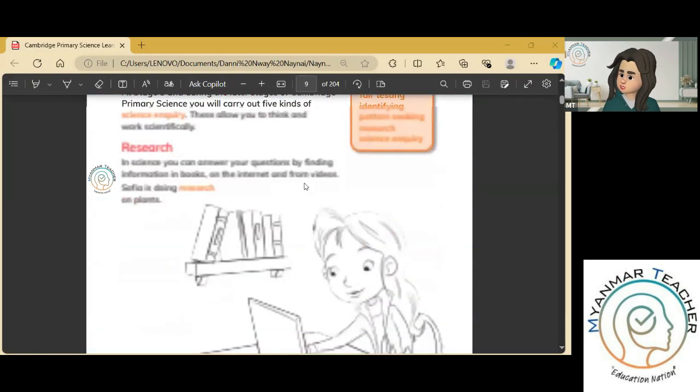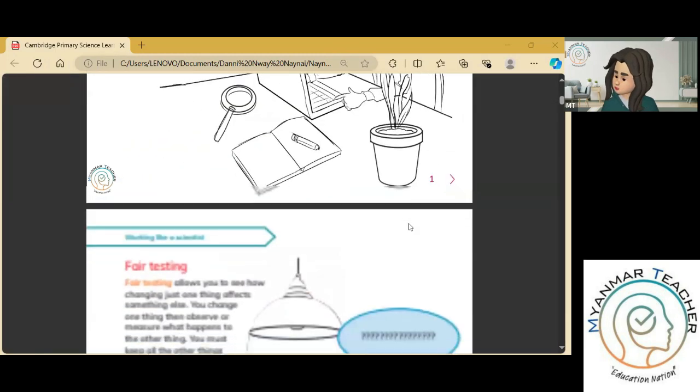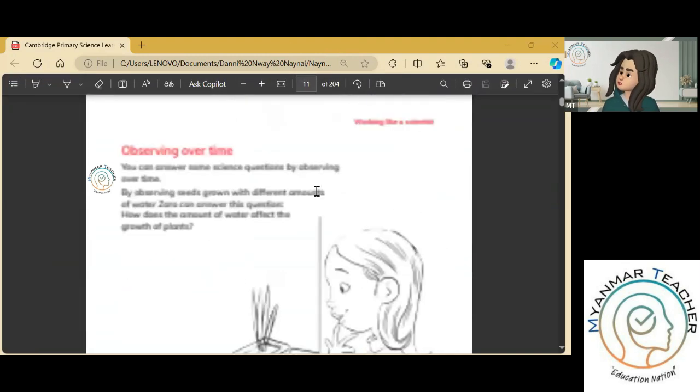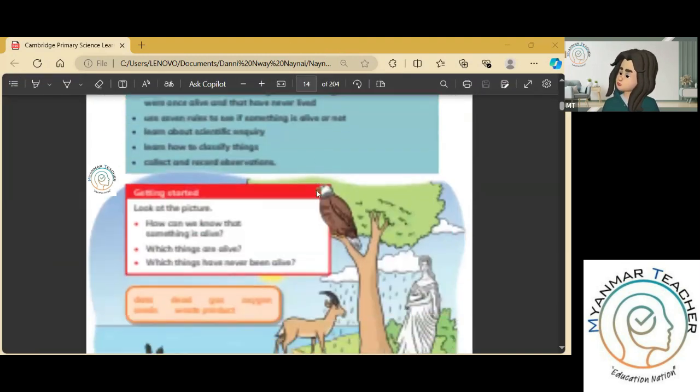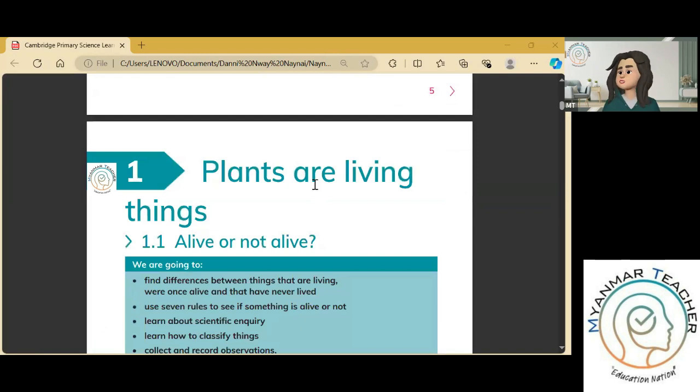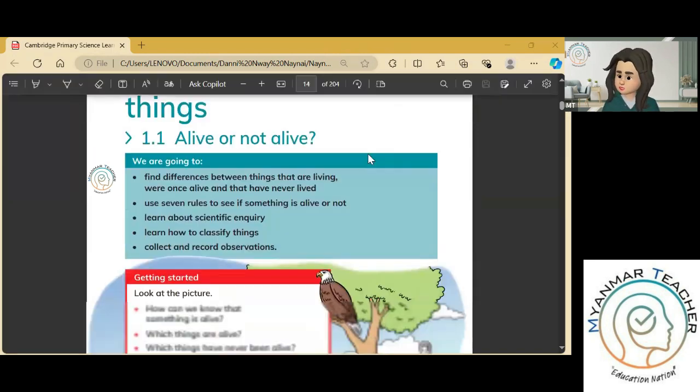And let's get on. This is basically just to show, but we're going to get to the chapter now. Here's the chapter. Unit 1, plants are living things. 1.1, alive or not alive. We're going to find differences between things that are living, were once alive, and had never lived. Use 7 rules to see if something is alive or not. Learn about scientific inquiry. Learn how to classify things, collect and record observations.